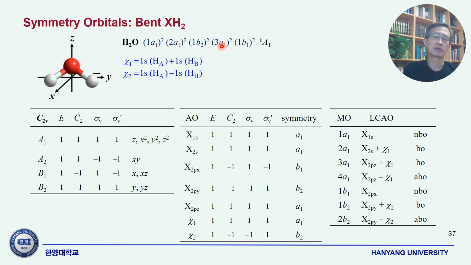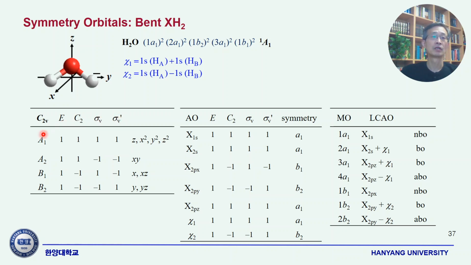When you read the article, especially for small molecules, they describe the molecule with this kind of molecular orbital symbol. So here I will explain how you can generate this symbol for the molecular orbital. Let's go back to the symmetry group water belongs to, which is C2v, and the symmetry elements are E, C2, sigma v, and sigma v prime.